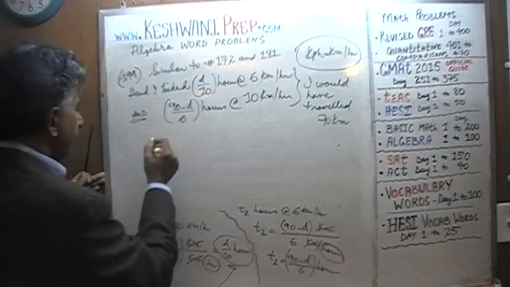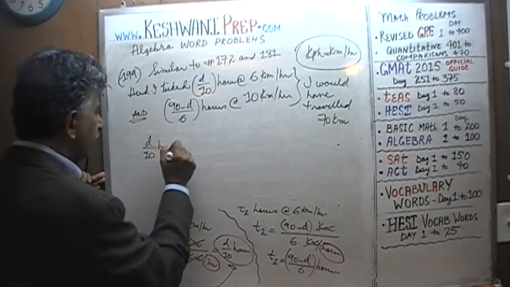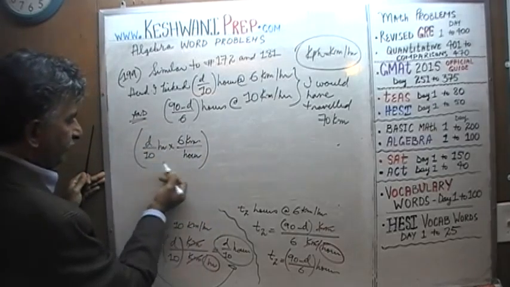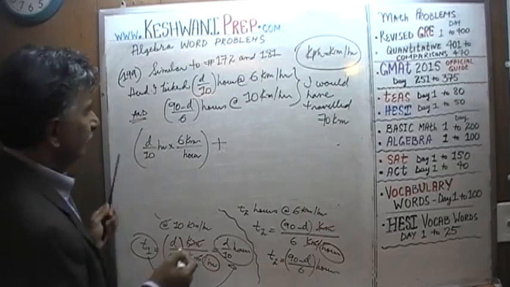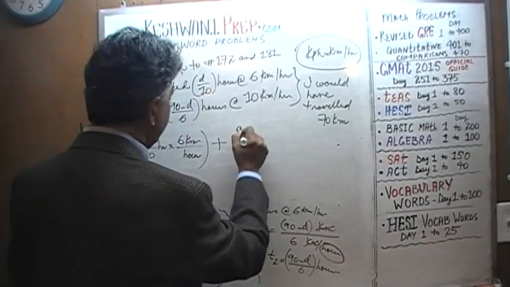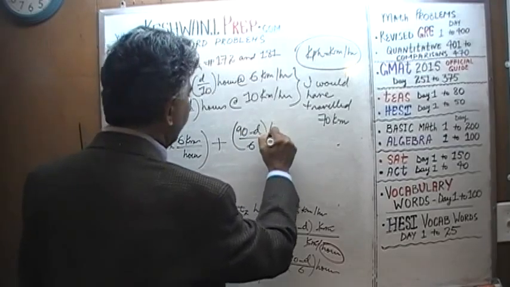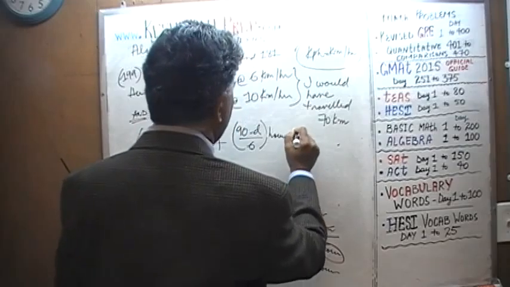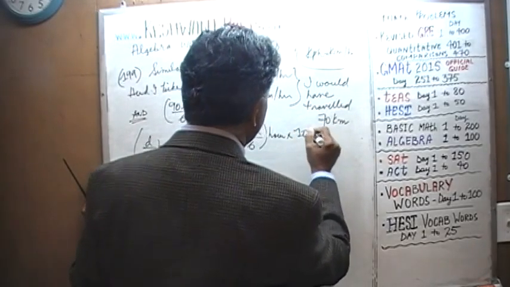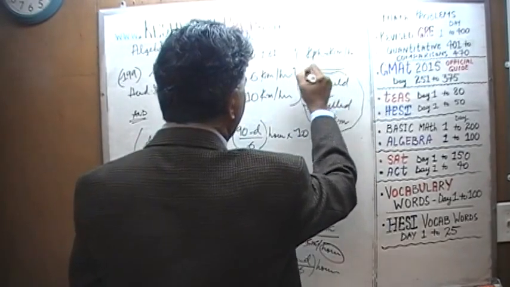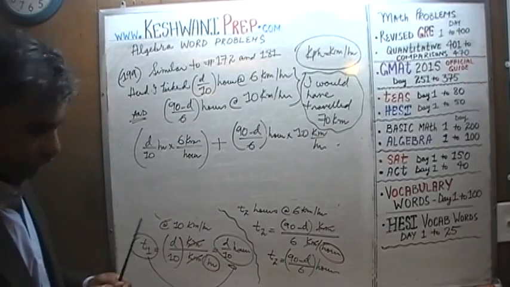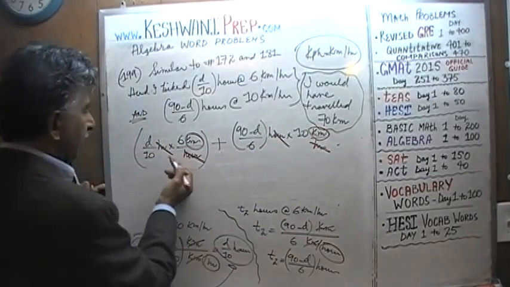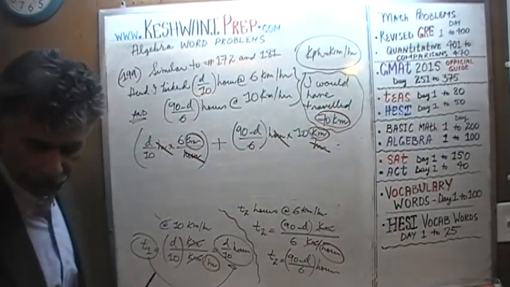So, d over 10 hours times 6 kilometers per hour. This is going to be our distance. Plus 90 minus d over 6 hours times 10 kilometers per hour. Again, as you can see, the hours are going to drop out and we are left with kilometers. And this quantity has to add up to 70. That's exactly what we're going to do here.